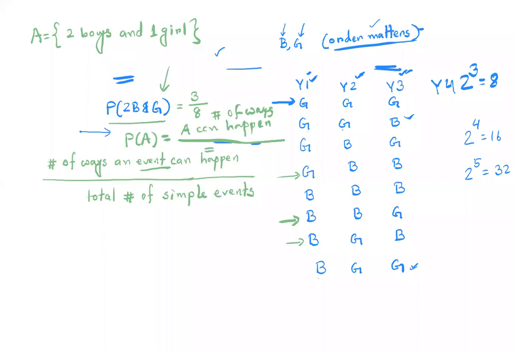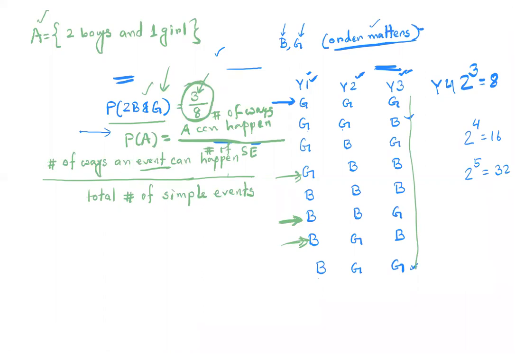Number of simple events. That's exactly what we did here. Number of ways the couple can have 2 boys and a girl, or number of ways event A can happen, is 3 different ways, right? We just found it. This one, and this one. And what is the total number of simple events? Sum of all of these, which is how many? 8. So that's why we have 3 out of 8.